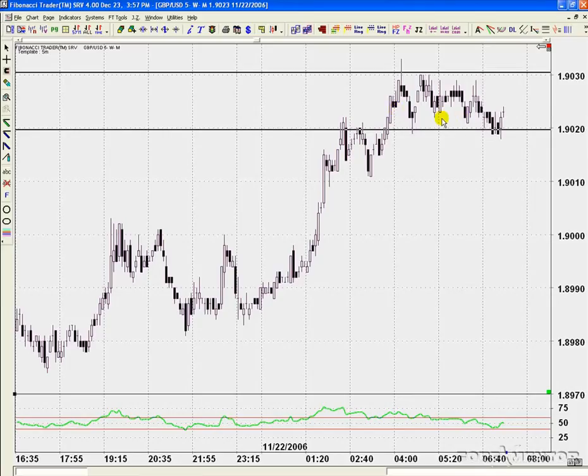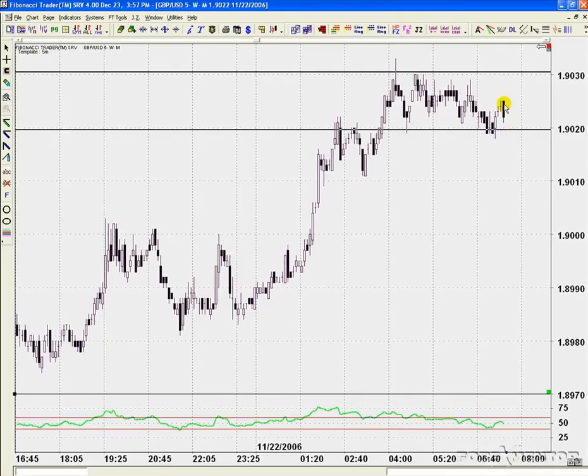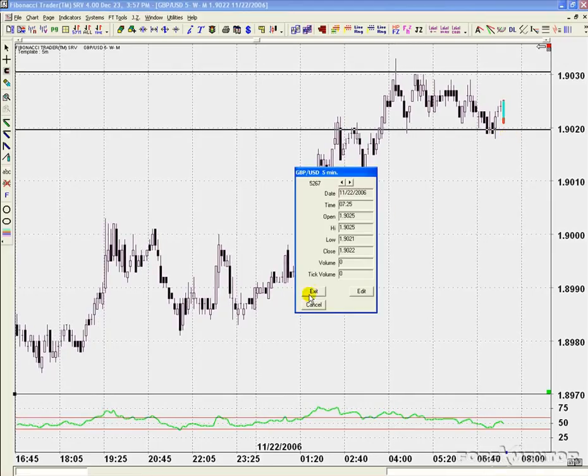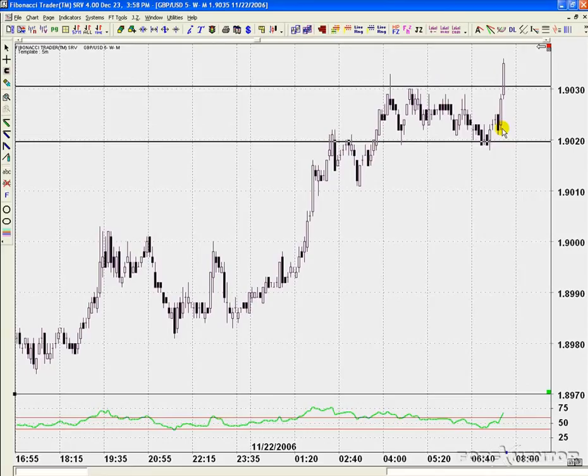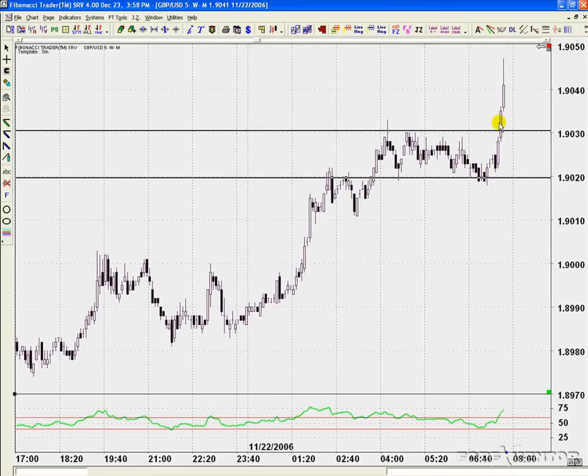Then watch what happens when Central European trading begins. Right here it is 7:25 a.m. So it's approximately 8:25 a.m. Central European time, as the UK or London is currently on GMT. And this is what happens when liquidity picks up.